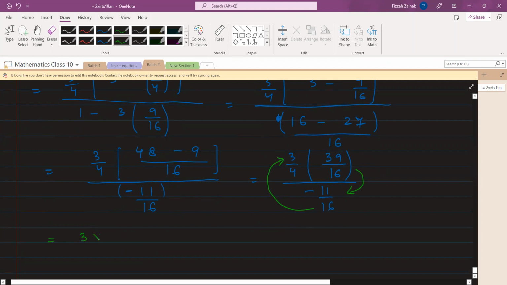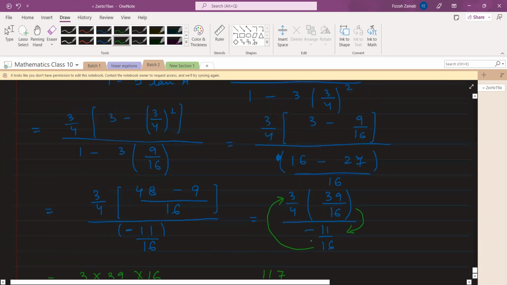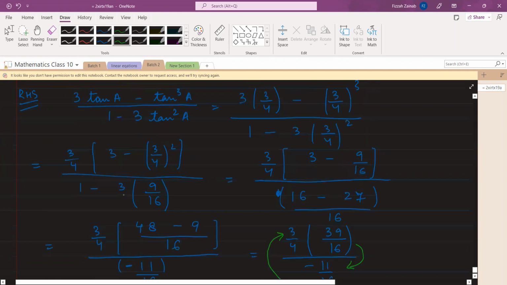So it is 3 into 39 and then 11 will come here. The minus you can write outside as 1 minus sign overall. Now inner terms will be multiplied together. So 11 into 4 into 16. Is that right? Okay, 16 will get cancelled out. And 3 into 39 is again, which I got, 3 9 27 carry 2. So 117 and divided by 44. That's the same thing, I think. Yeah. So LHS is equal to RHS.